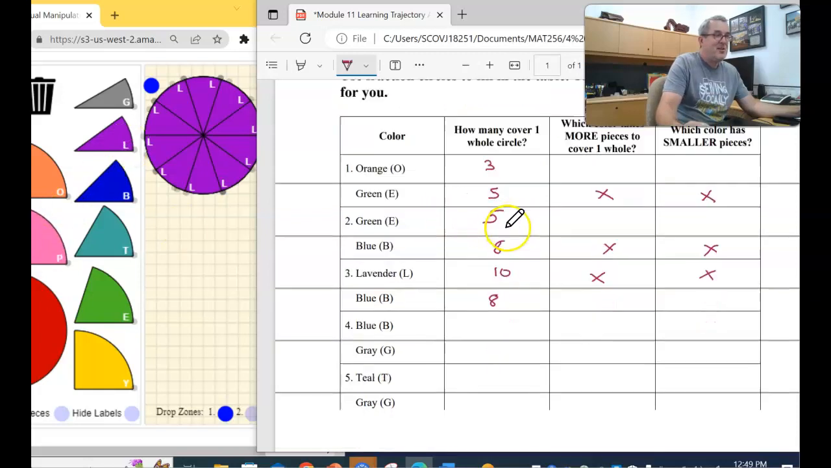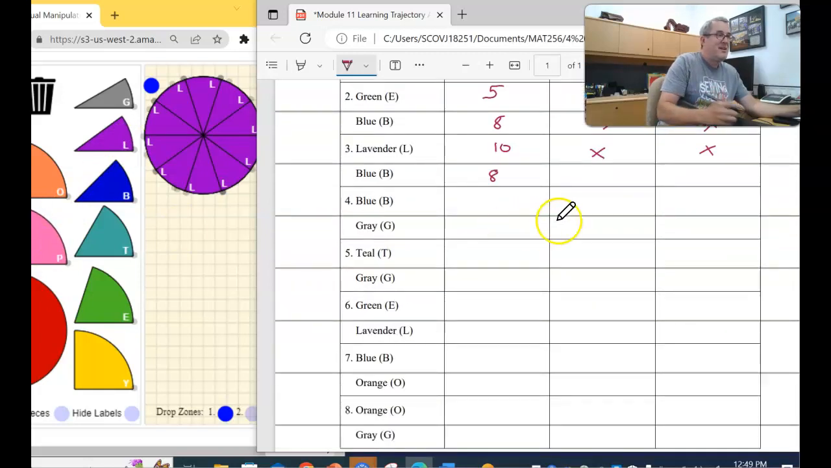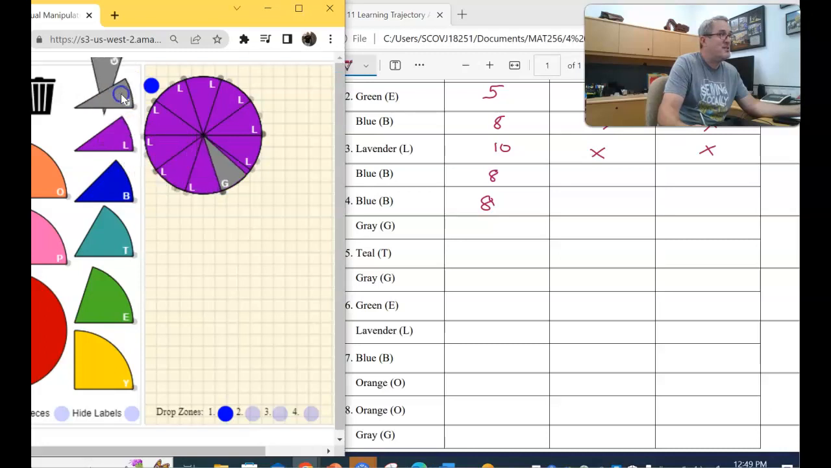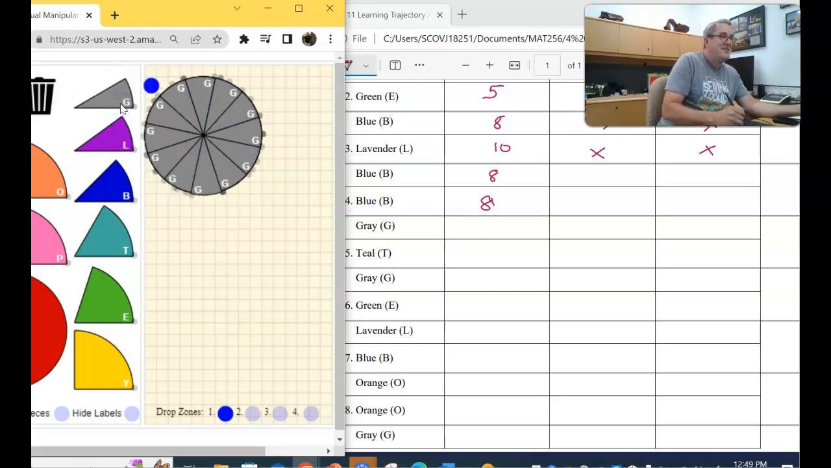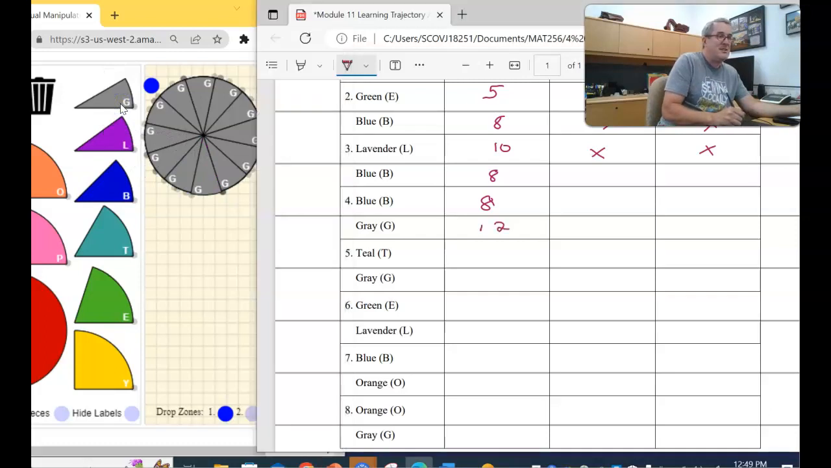So as you keep working through this, I hope you see the point. The point is, let's see, blue versus gray. The point is, the more pieces that it takes to cover a whole unit, the smaller it is. 1, 2, 3, 4, 5, 6, 7, 8, 9, 10, 11, 12. It takes 12 grays, and so it takes more grays, and that means there are smaller pieces.